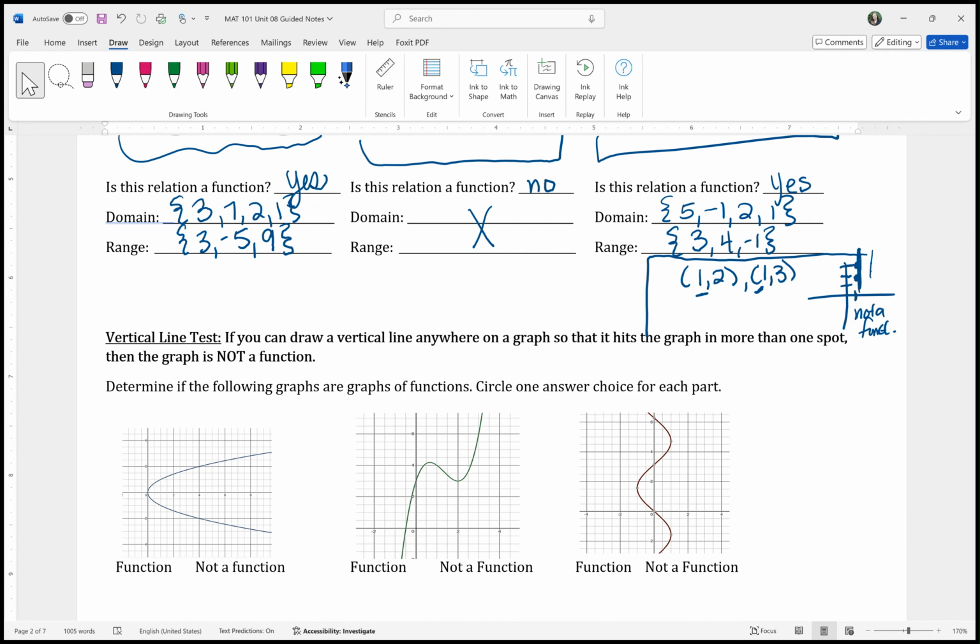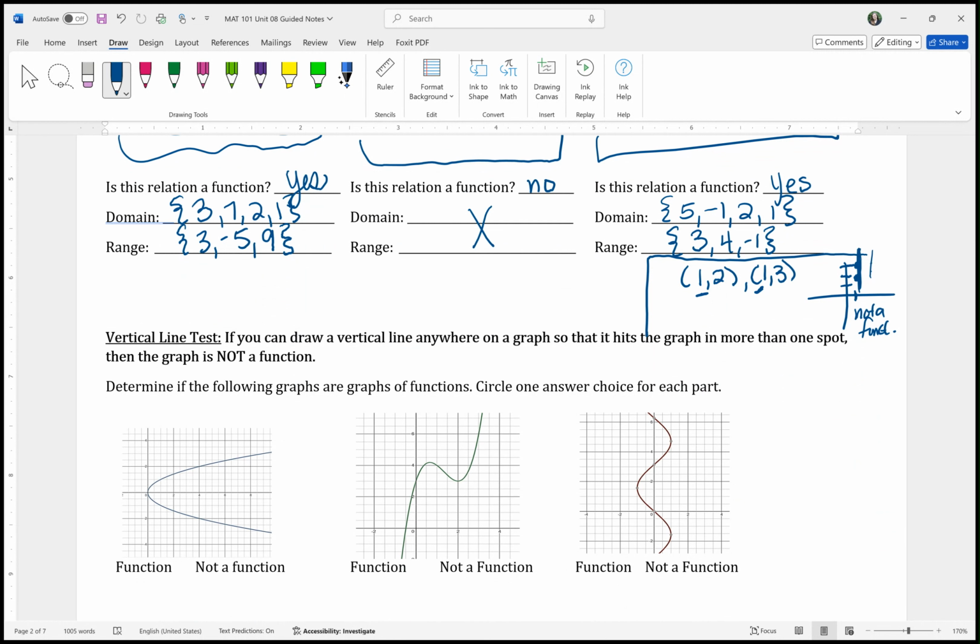So the vertical line test basically says if you can draw a vertical line anywhere on a graph so that it hits the graph in more than one spot, then the graph is not a function. So basically you're going to just draw a bunch of vertical lines and you're testing to see does it hit more than once anywhere. If it does hit more than once, it's not a function. If it only hits one time every single place you draw that vertical line, it is a function. Okay? All right, let's give this a shot.